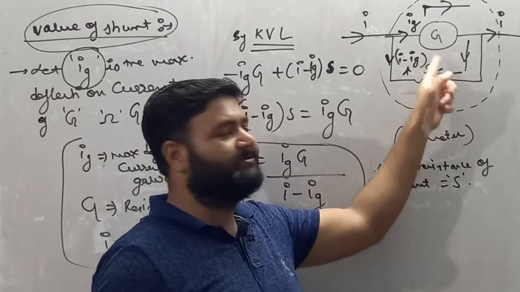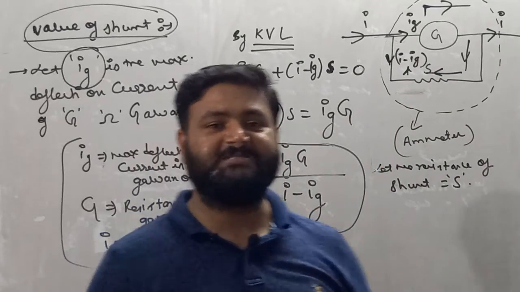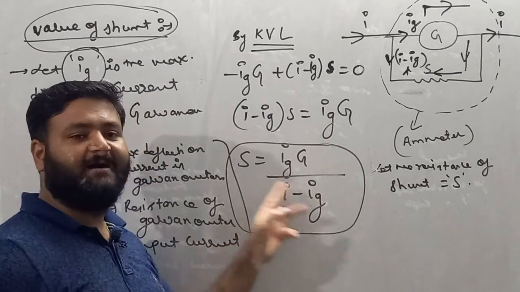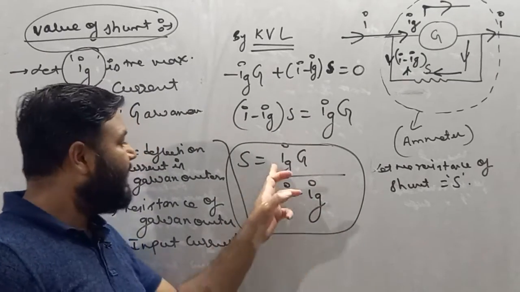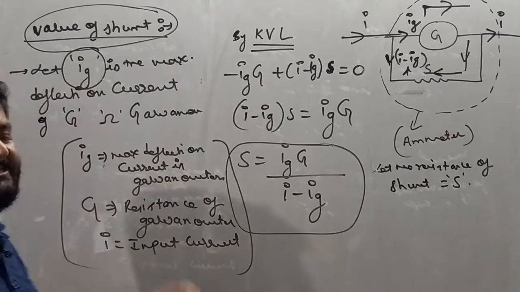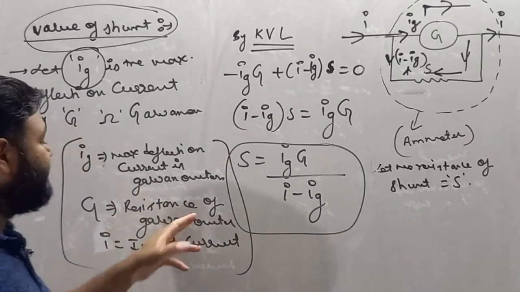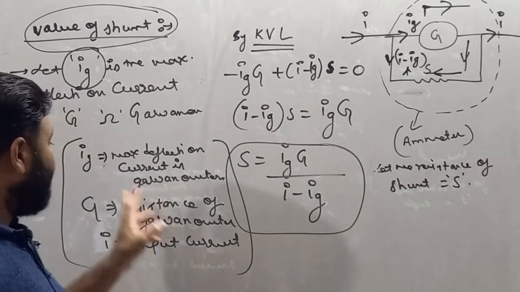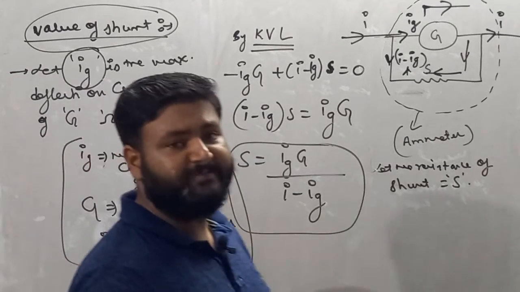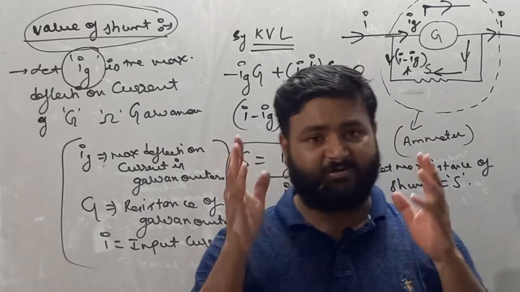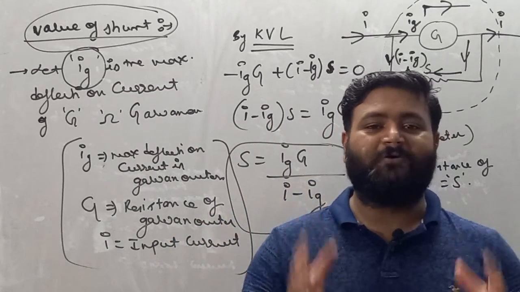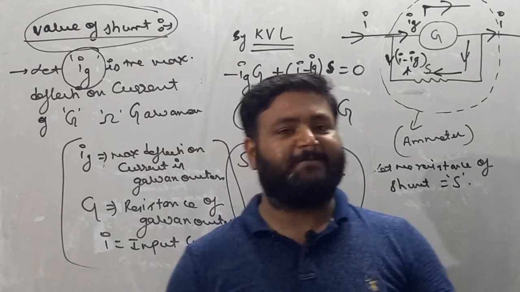This small value resistor is called shunt, which is used to make an ammeter, and the value of shunt is IgG upon (I minus Ig). Ig is the maximum deflection current in the galvanometer, G is the resistance of the galvanometer, and I is the input current. Maximum deflection current for a galvanometer and its resistance is always given in the question. So my dear student, I hope you all understand what actually an ammeter is.